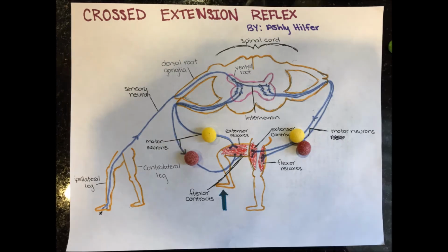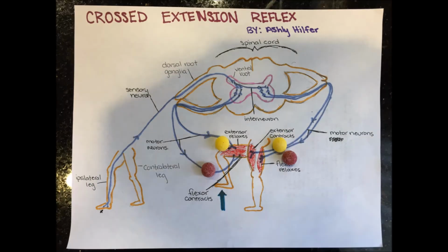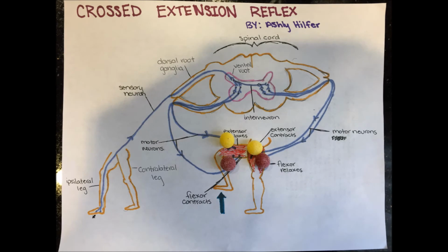In this ipsilateral leg, the excitatory signal tells the hamstring to contract, and the inhibitory neuron tells the quad to relax. To sum it up, the stimuli travels to the spinal cord, which then stimulates the contralateral leg's extensor muscle to fire through an excitatory motor neuron, and at the same time, excitatory motor neurons signal for the flexor muscles of the ipsilateral leg to fire, causing it to draw away from the stimulus, while the opposite leg bears the weight of the body and it balances it through extension.